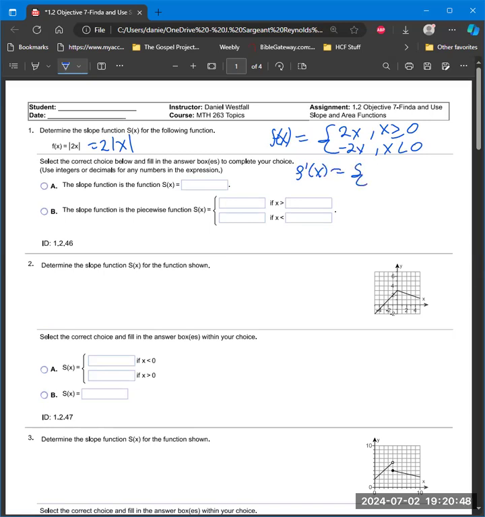So the derivative of 2x is 2. The derivative of negative 2x is negative 2. This will be x greater than 0, x less than 0. So it's piecewise defined like this: 2 for x greater than 0, negative 2 for x less than 0, like that.